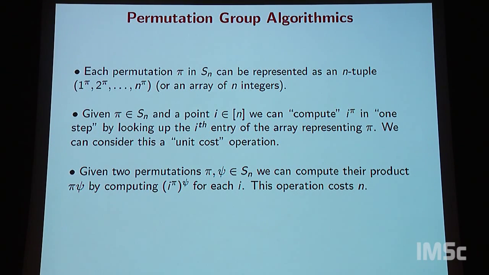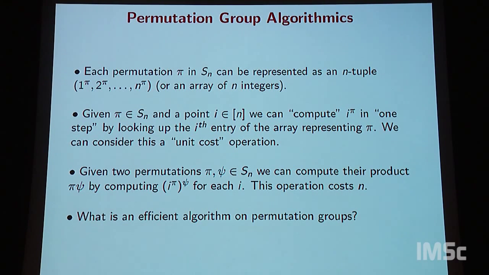Therefore, if I want to compose two permutations, I do a left to right composition as I told you. I have to do pi applied to i and then psi applied to the result. So two operations, and I have to do it n times because I have to do it for all the points to figure out what the entire permutation is. So it costs n.